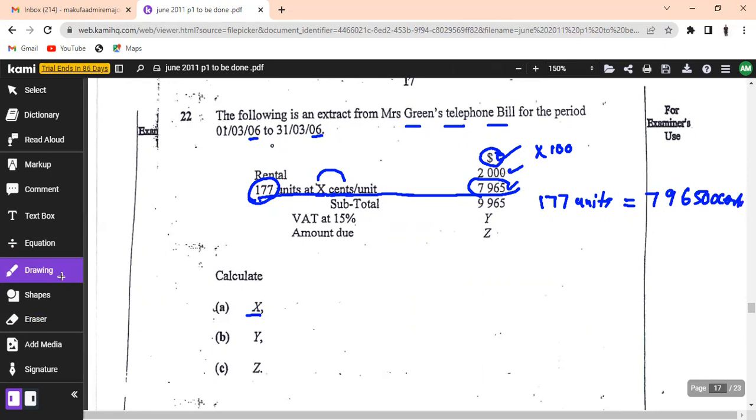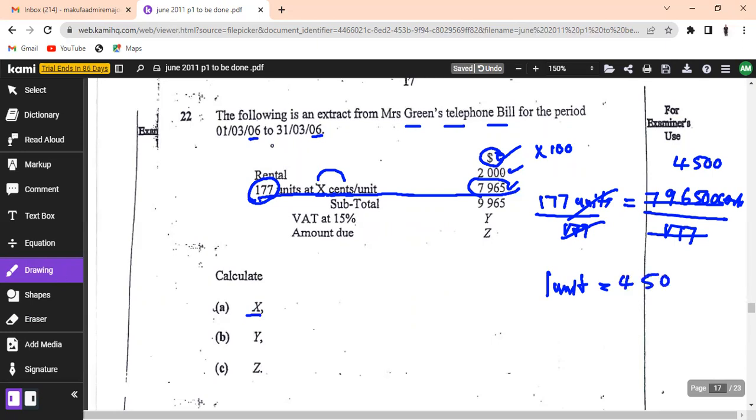So how much did we charge for each unit? How are we going to find this? Definitely, we have to divide by the number of units, which is 177, so that we know what was the cost per unit. So each unit was going to cost, guys, you have to divide here. If you divide properly these numbers here, you're going to obtain 4,500. So try to reduce by the smaller number, the smaller number, until you get your answer. So it's going to be 4,500 cents. What it means is that each unit costs 4,500 cents, which is X cents per unit. So X, indicating the number of cents, is 4,500. That is your X.